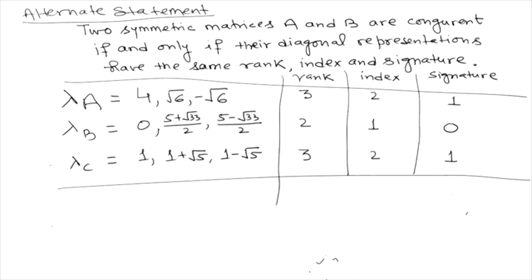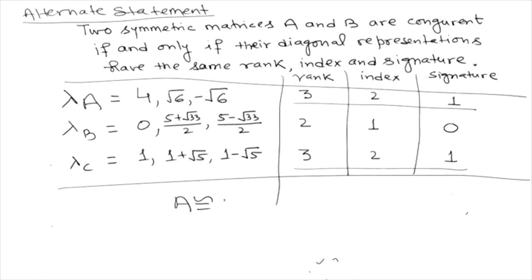So, if you see here, the matrix A and matrix C have the same rank, index and signature. So, A and C are congruent. A equals P C P transpose, by using either LDU factorization.